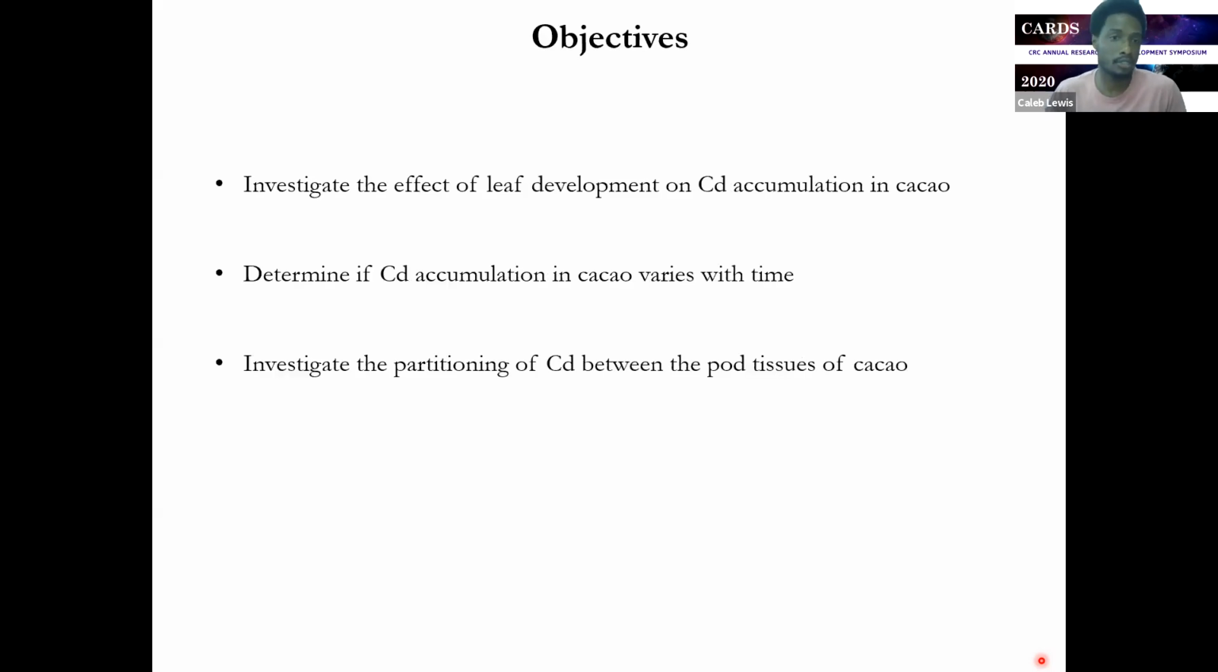And that leads us to the objectives. First objective is to investigate the effect of leaf development on cadmium accumulation in cacao. Second, determine if cadmium accumulation in cacao varies with time, and third, investigate the partitioning of cadmium between the pod tissues of cacao.